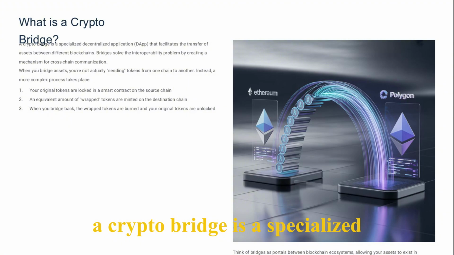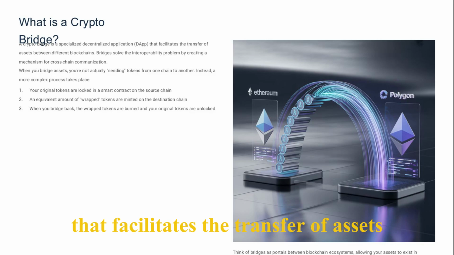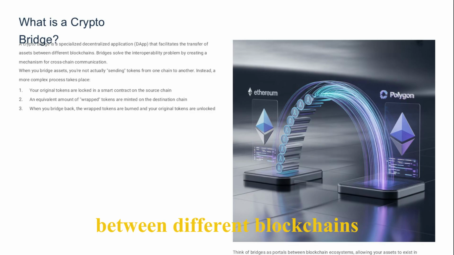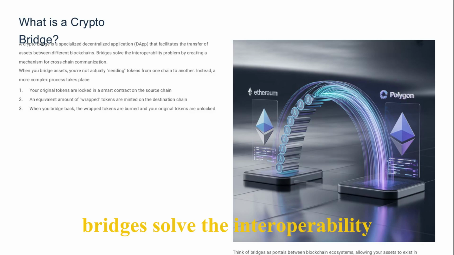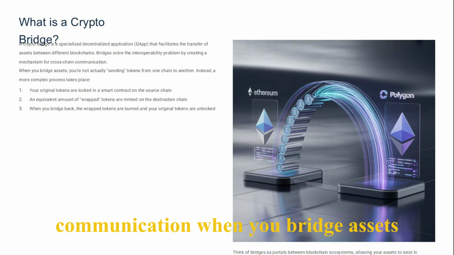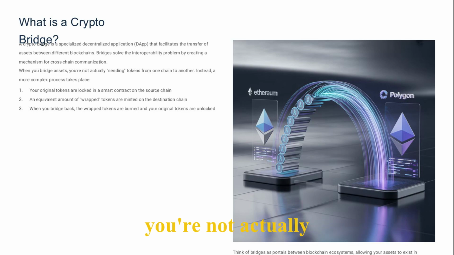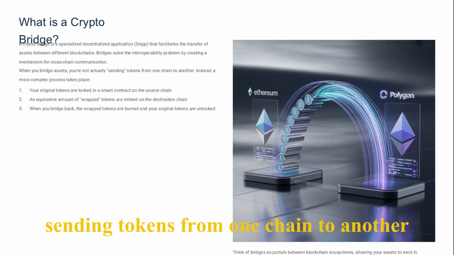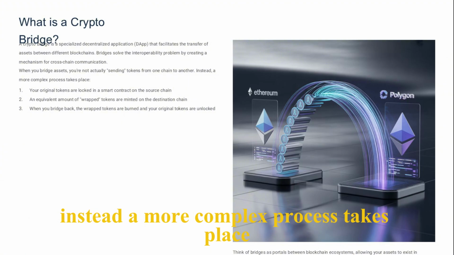A crypto bridge is a specialized decentralized application, DApp, that facilitates the transfer of assets between different blockchains. Bridges solve the interoperability problem by creating a mechanism for cross-chain communication. When you bridge assets, you're not actually sending tokens from one chain to another. Instead, a more complex process takes place.